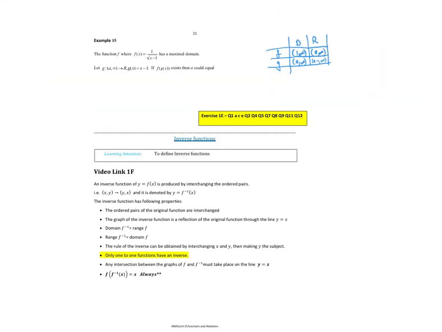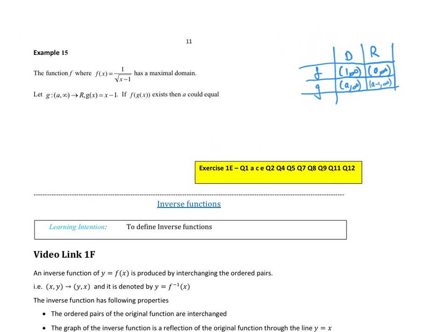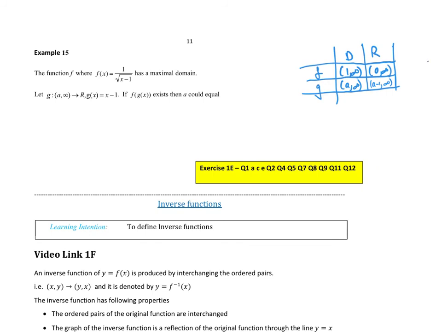Lucky last. Again, similar sort of problem. I've done my domain and range table, hopefully I've done them right. 1 over the square root of x minus 1. Now we might not be all that familiar with the graph, but clearly I need x minus 1 to be strictly greater than 0, because I can't get the square root of a negative number, and I can't have 0 in the denominator this time. So x has to be greater than 1, which is what I've got.